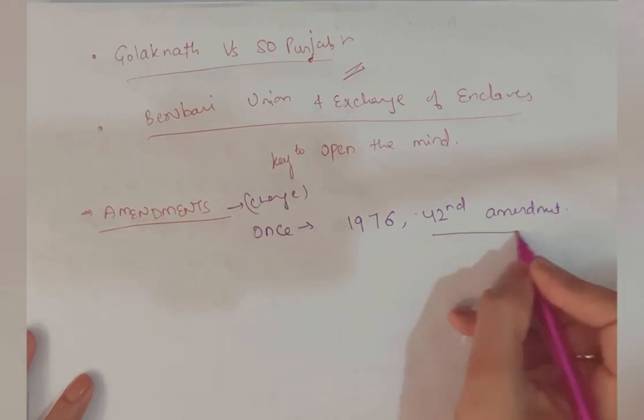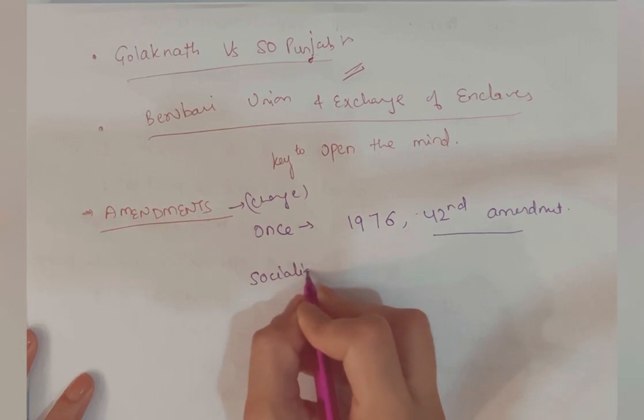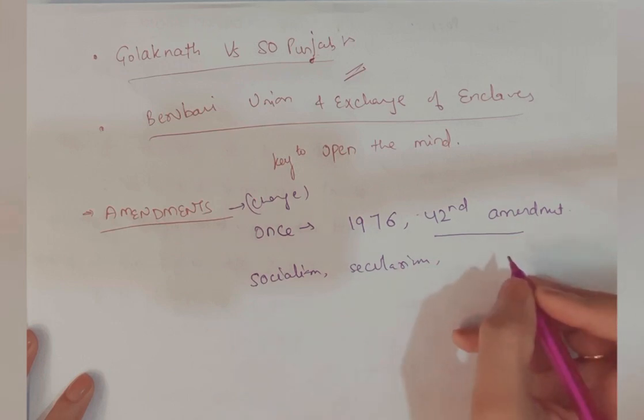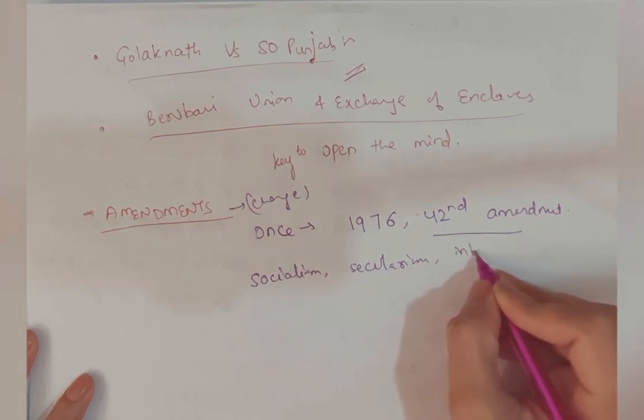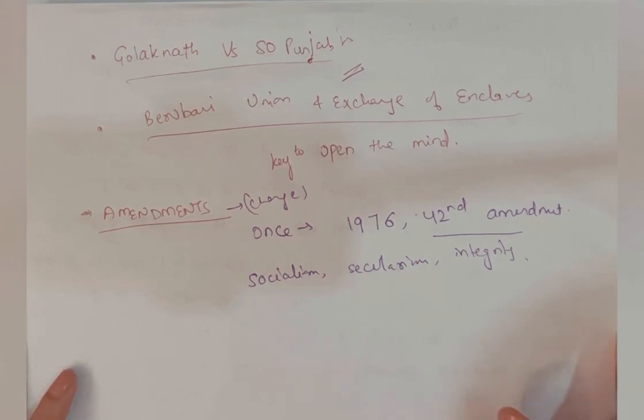In the 42nd amendment, which words were added? That is socialism, secularism, right, integrity. Okay, now in the preamble we have the word sovereign. What is the meaning of sovereign? It means free to follow internal and external policies. We will follow our own made policies. We are not bound to follow somebody else's policies.